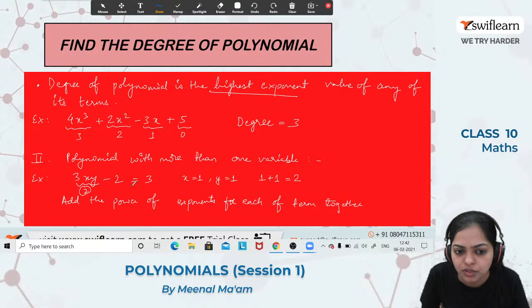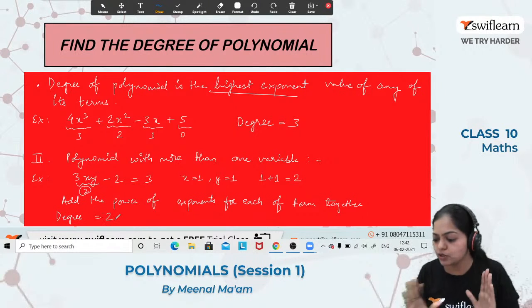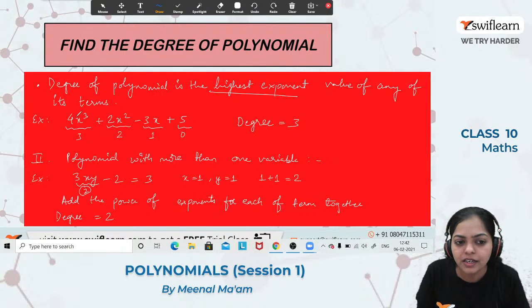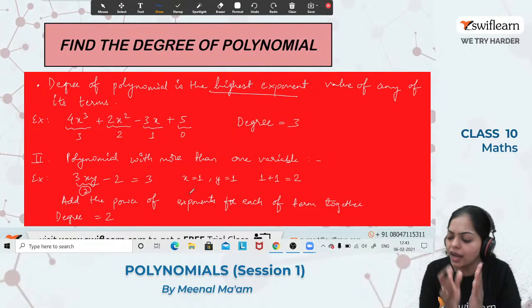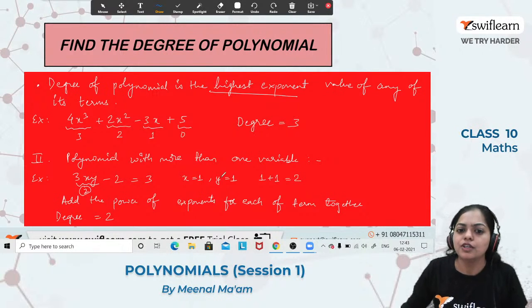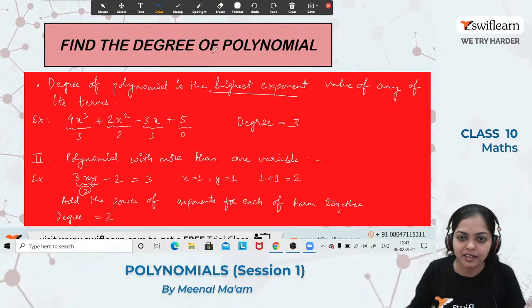And what is the power of these two terms? It is 0. So the degree is 2. Alright, so you have to keep this in mind. First, if it consists of only one variable, then the degree will be the highest exponent value. But if it consists of more than one variable, then how will we find the degree? We will add the powers of both the variables. Got it? Okay, so let's do some examples so that you have a better understanding of the meaning of degree of a polynomial and how you are going to find it.